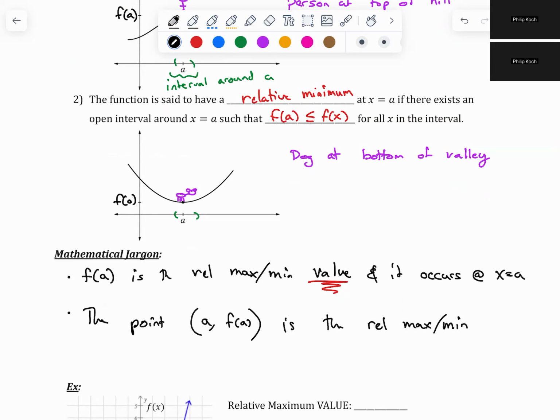This is kind of like a semantics argument. I always get semantics and syntax messed up, but I believe it's semantics here. It's a way we describe the words. The function value f of a is the actual maximum or minimum value, whereas the point is the actual maximum or minimum. Does that make sense? So if I'm asking for the value, I'm just asking for the y value. If I'm asking for the maximum or the minimum, I'm looking for the point.